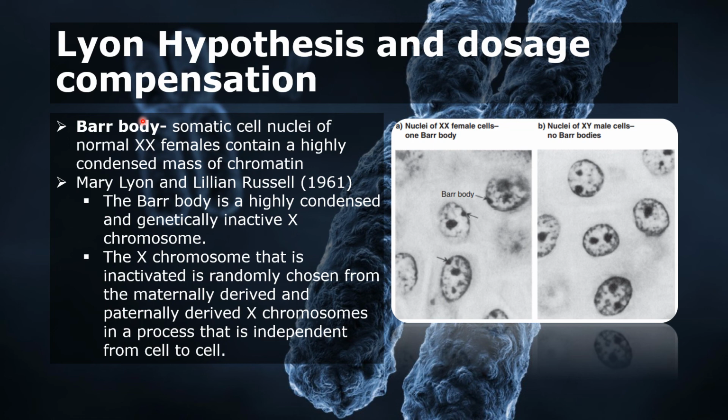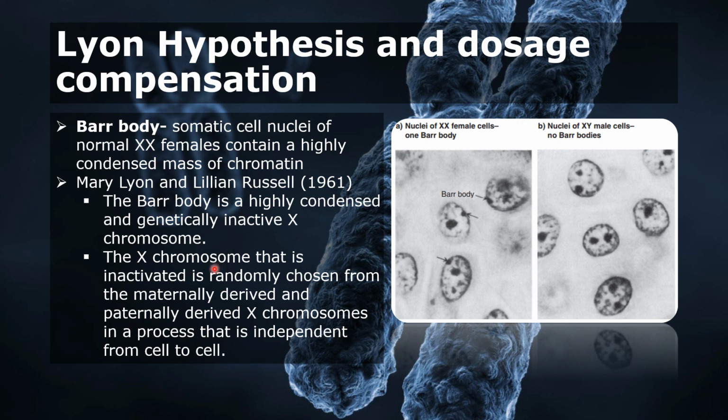In 1961, Mary Lyon and Lillian Russell expanded this concept, and now it is called the Lyon hypothesis. This hypothesis proposed the following. First, the Barr body is a highly condensed, genetically inactive X chromosome, meaning it becomes lyonized in the process of lyonization. This leaves a single active X chromosome that is equivalent to the single X chromosome of the male.